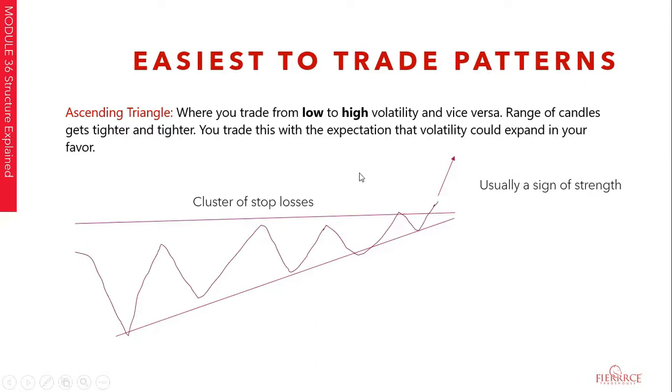Now, why have I written here cluster of stop losses? Because imagine it like this. Price keeps on pushing up, pushing down, pushing up, pushing down, pushing up. As it's pushing up, there's a certain level here that is not breaking. That's why it keeps on rejecting, right? And a lot of people are seeing this pattern in the market. A lot of retail traders are seeing this pattern forming.